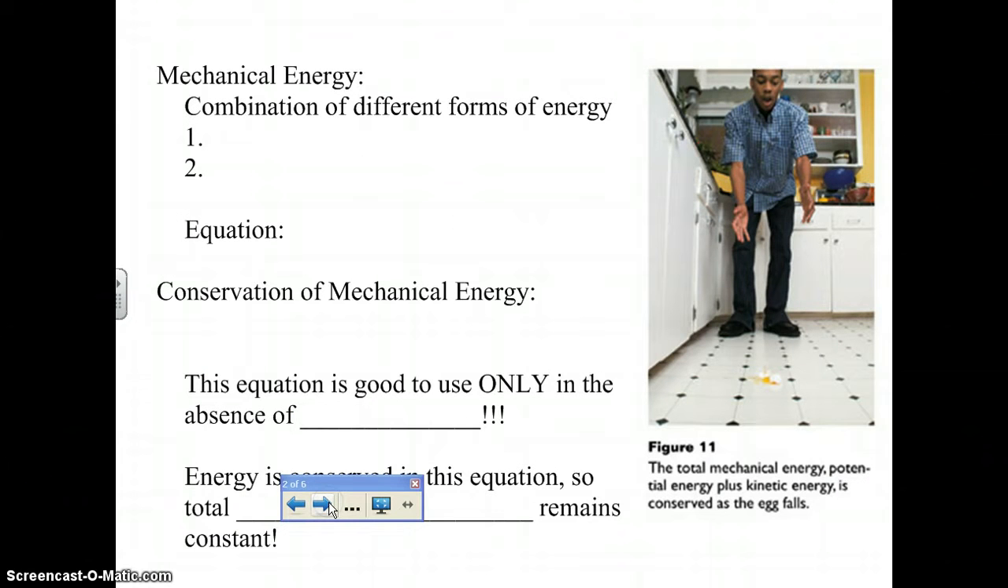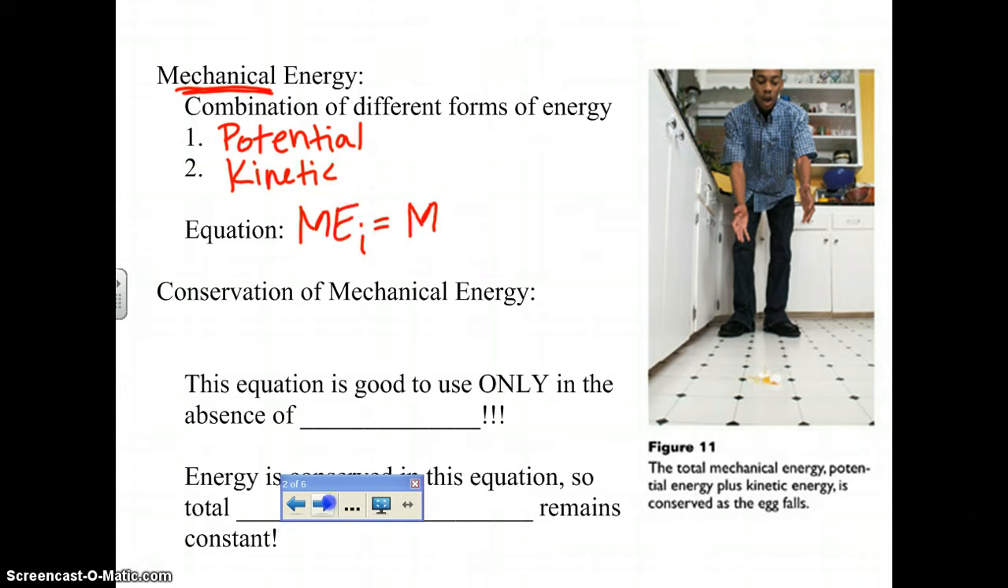So in mechanical energy, we have two different forms that we're going to look at. You should remember this from the previous video, that those two different forms of mechanical energy are potential and kinetic. So ultimately what we're looking at here is ME, mechanical energy, initially equals mechanical energy finally. So MEi equals MEf. This is the equation that you're going to want to start with.